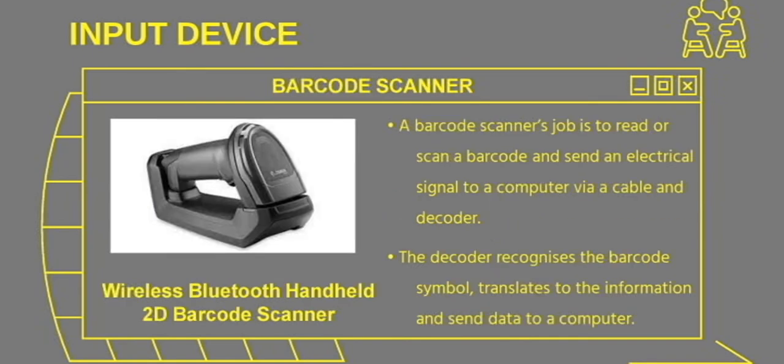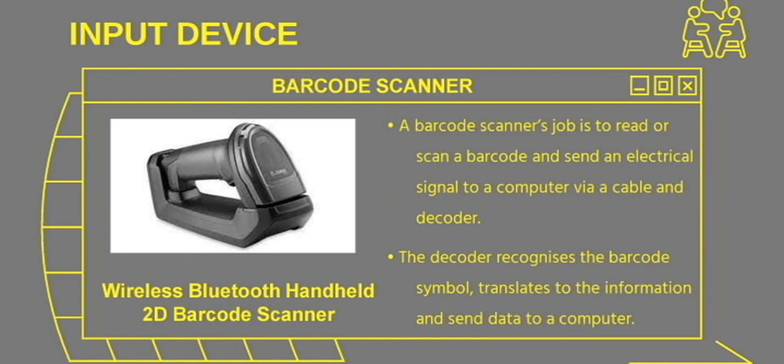The third input device is the barcode scanner. We choose the wireless Bluetooth handheld barcode scanner. A barcode scanner's job is to read or scan a barcode and send an electronic signal to a computer via a decoder.